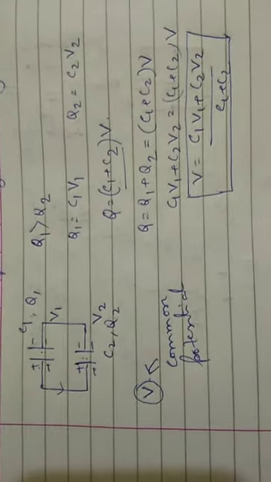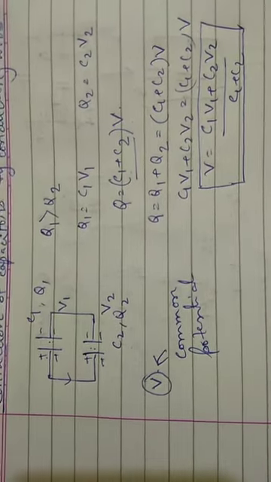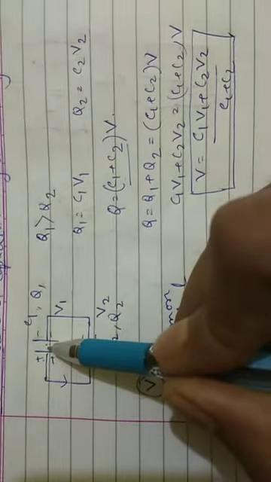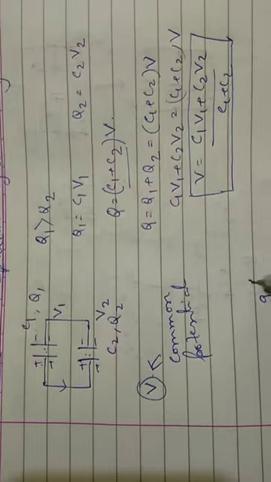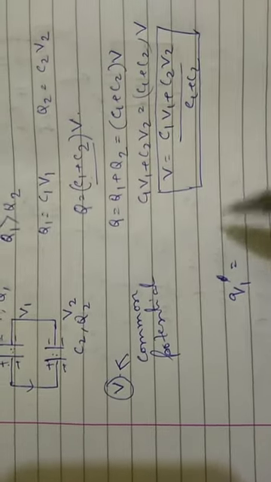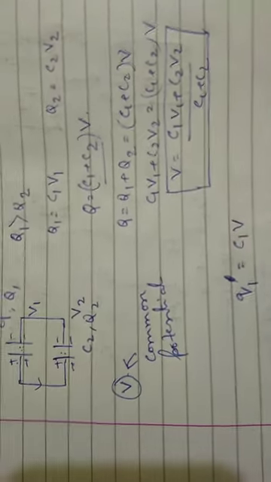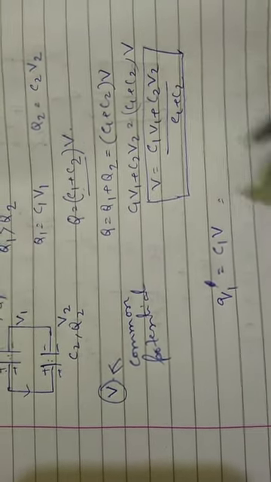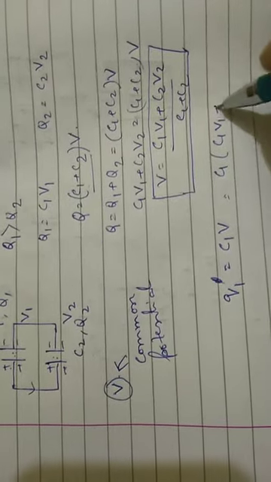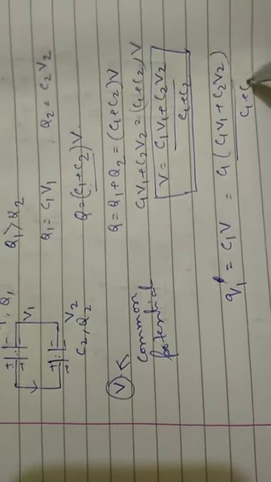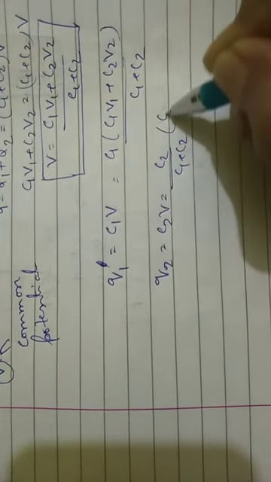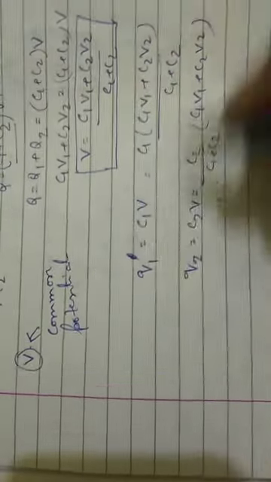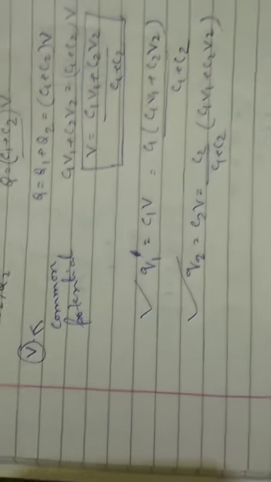Since the capacitance of an individual capacitor is independent of its charge or potential, the charge on the first capacitor, say small q1, is q1 equals C1 V. So you can write it as C1 into (C1 V1 plus C2 V2) by (C1 plus C2), and similarly on the second capacitor it will be C2 V, so this is C2 by (C1 plus C2) into (C1 V1 plus C2 V2). So these will be the charges after the redistribution.